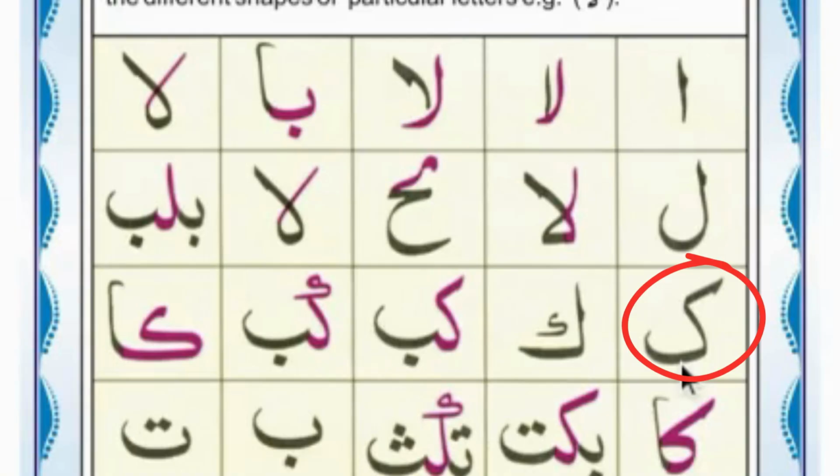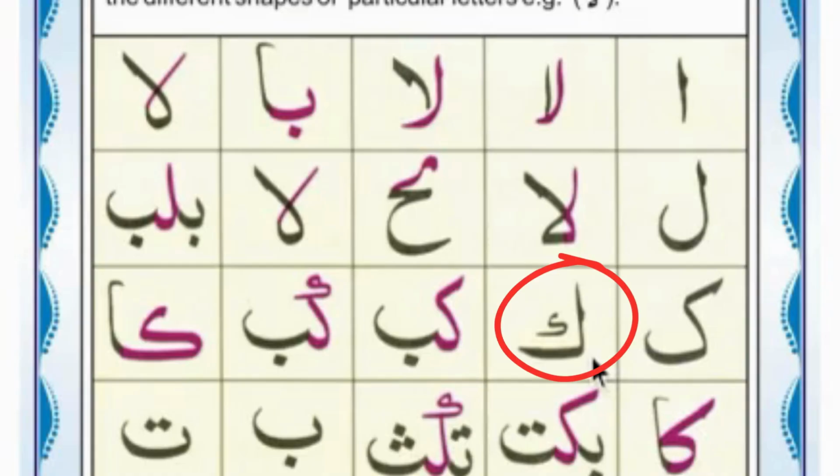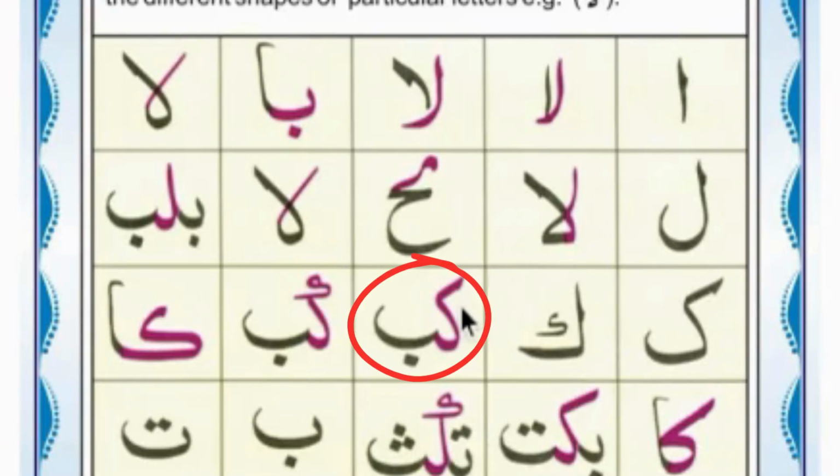Row number 3, start with kaf. It's the individual shape of kaf. And next is another shape, kaf. Please repeat after me in every letter.